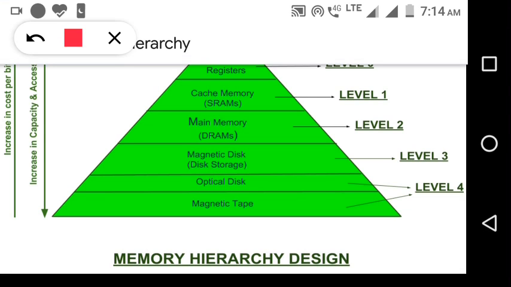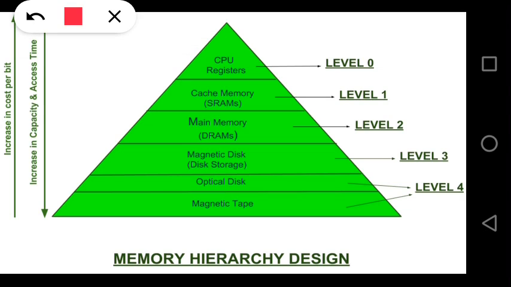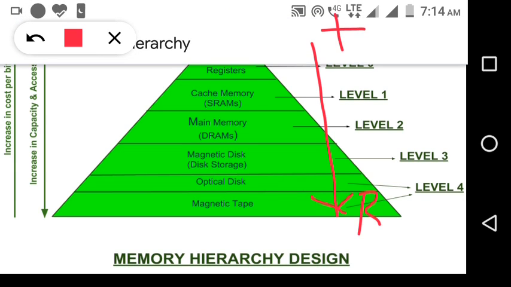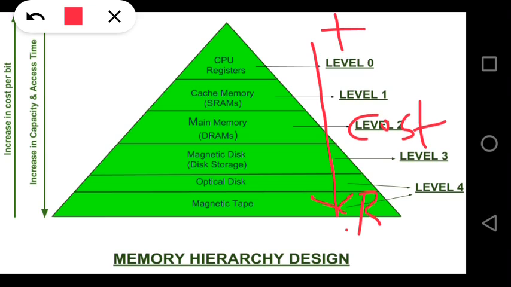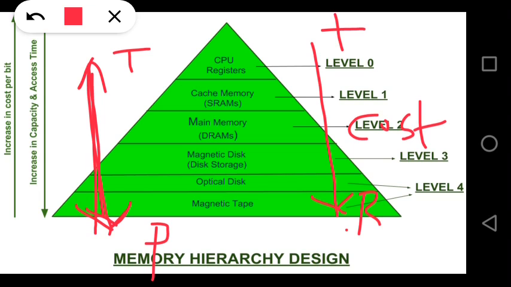So remember, the cost decreases from top to bottom, but similarly the access time is getting increased from top to bottom. It is getting increased. Similarly, capacity is also increased from top to bottom. So this is about memory hierarchy design in computers.